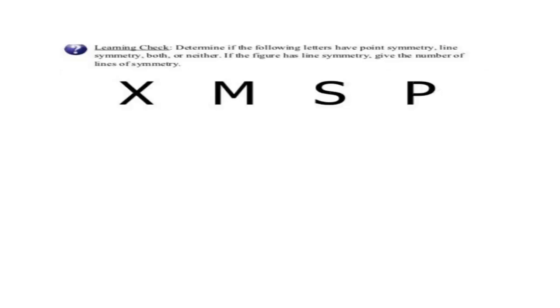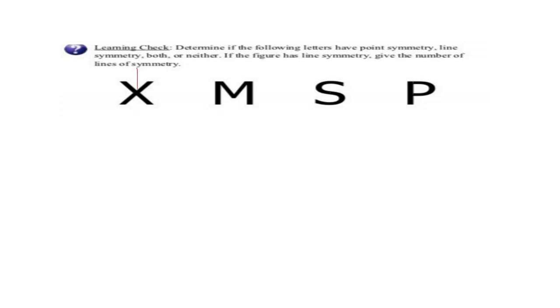All right, now what we can do is determine if the following letters have point symmetry. Remember, we said there are certain block letters that have point symmetry, and point symmetry tells us we can flip it 180 degrees. So we can tell if it has point symmetry. We can also tell if it has line symmetry, or if we can draw a line of reflection through them.